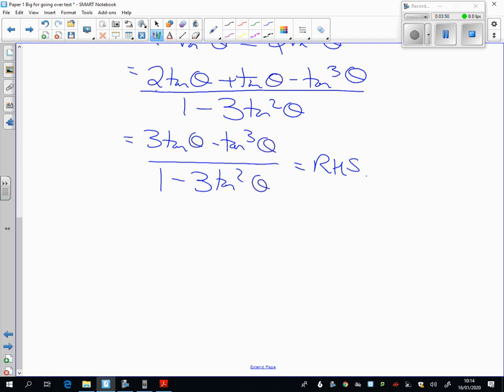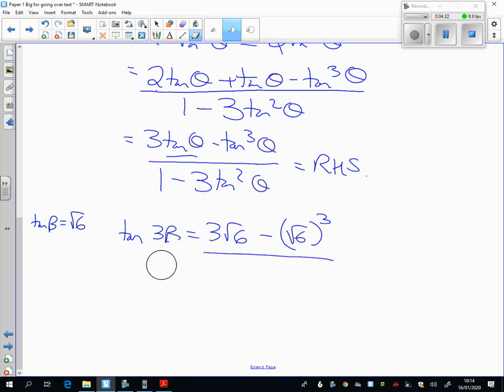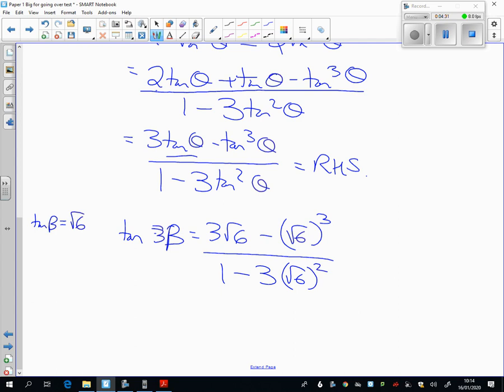So part B is telling us that tan beta this time is going to be equal to root 6. And so really what we're going to do is try and substitute the root 6 into all of these things. So tan of 3 beta is equal to, I'm going to put a root 6 in each of these: 3 root 6's minus root 6 cubed, all over 1 minus 3 lots of root 6 squared.